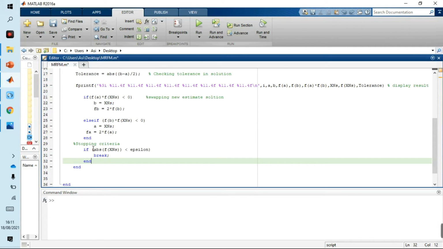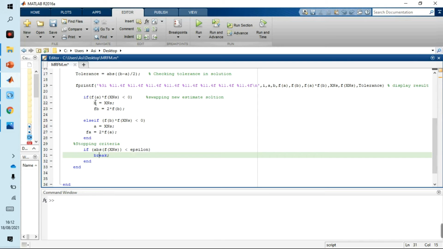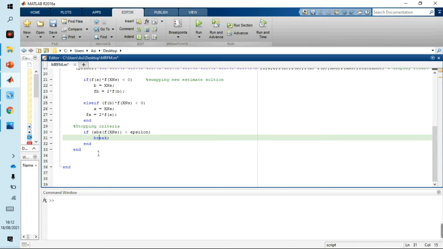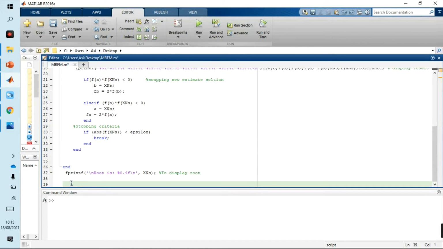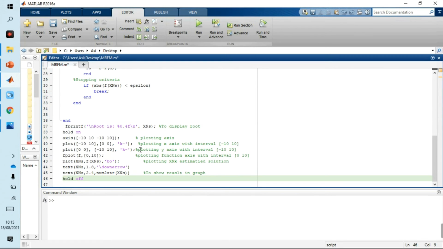So we use a stopping criteria. If the absolute value of the function at the calculated numerical solution is less than epsilon, then break the for loop or iteration, and this command displays the final root or numerical solution. All these commands plot our graph and the numerical solution in the graph. So let's run our MATLAB code.